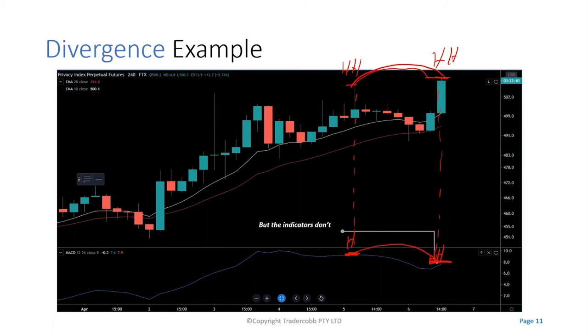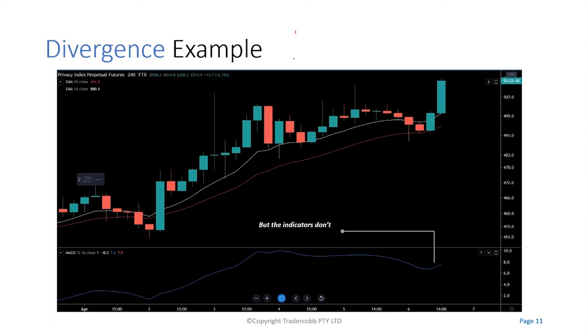What we have here is price pushing to a new higher high, but we do not have the MACD in agreement with price. If you don't have that, it's quite simple. There is no opportunity. There is no trade.